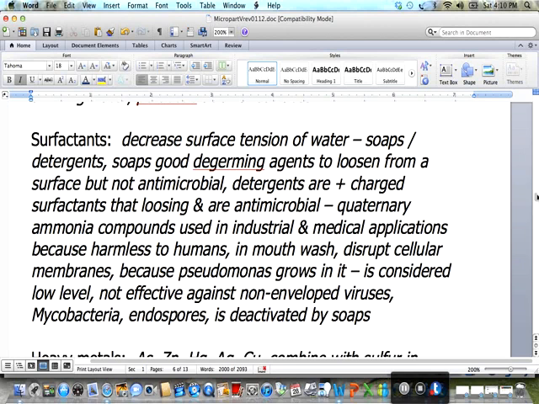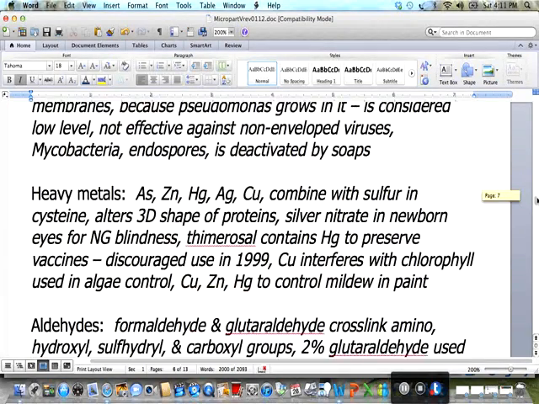The quaternary ammonium compounds are used in industrial and medical applications because they are harmless to humans. They are found in mouthwash and work by disrupting cellular membranes. Because Pseudomonas grows in them, they are considered low-level disinfectants. They are not effective against non-enveloped viruses, mycobacteria, or endospores, and they are deactivated by soaps.